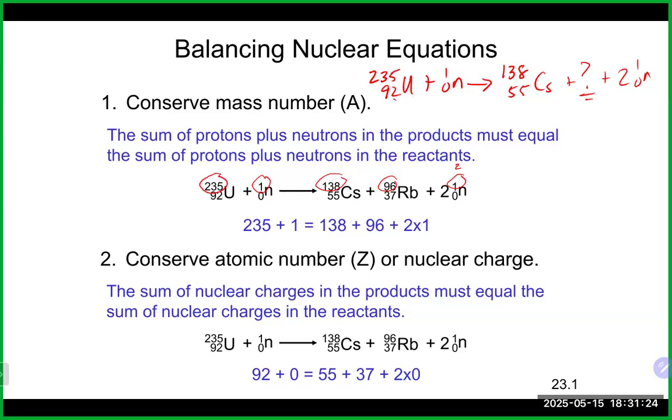So we would want to add up our bottom here and go, okay, I got 92 for my atomic number on the left. Over here, I got 55 and 0, which is 55. I do a little subtraction there. That's going to get me 37 is my missing atomic number.